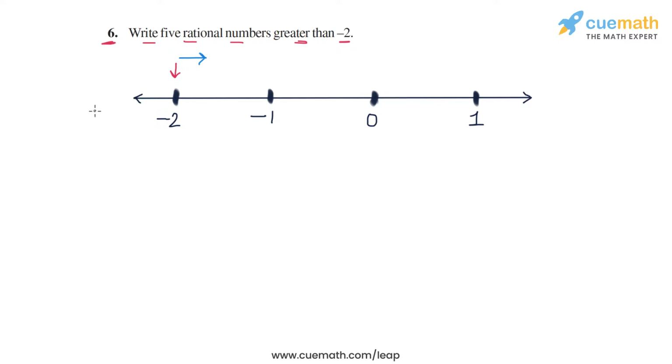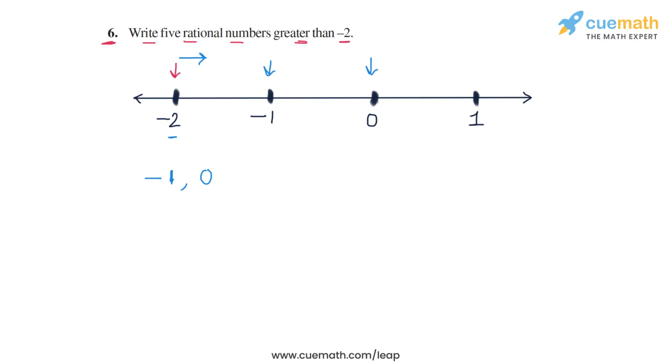So one simple way to answer this question is to give any 5 integers that are greater than minus 2, because those 5 integers will be rational numbers greater than minus 2. But let's do one thing. Let's pick 2 integers that are greater than minus 2, and let's pick 3 other non-integer rational numbers that are greater than minus 2. So we could pick minus 1 and we could pick 0 as the 2 integers in our answer. So minus 1 and 0 are 2 rational numbers greater than minus 2.